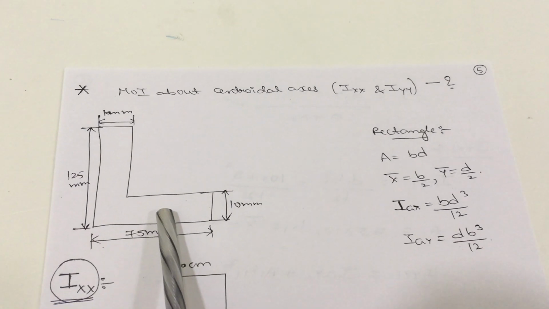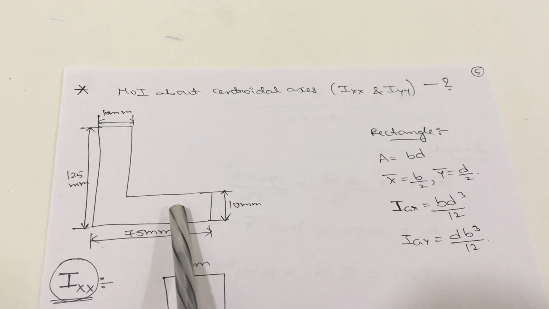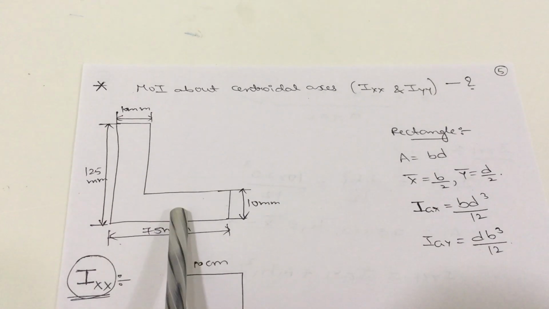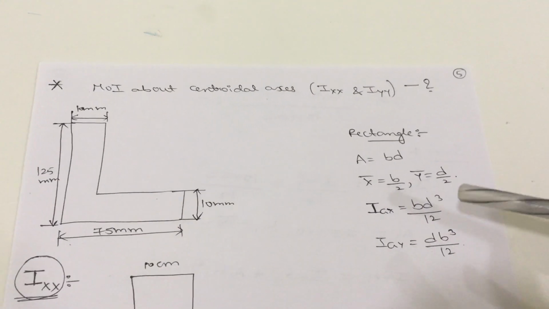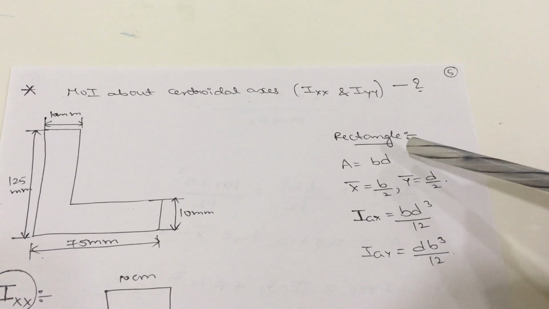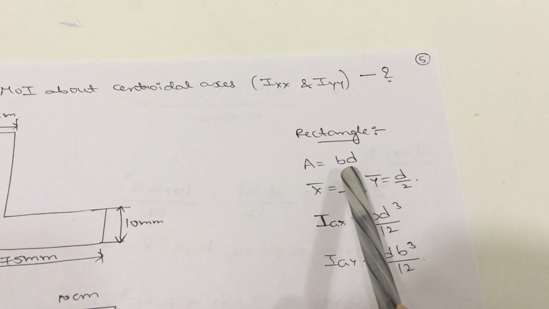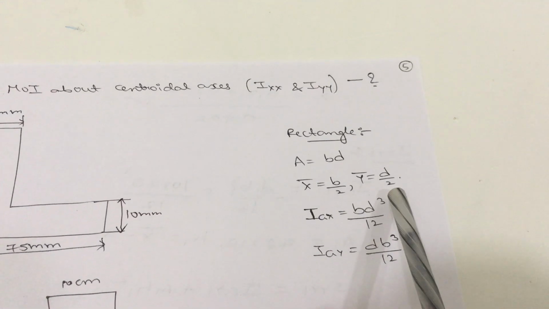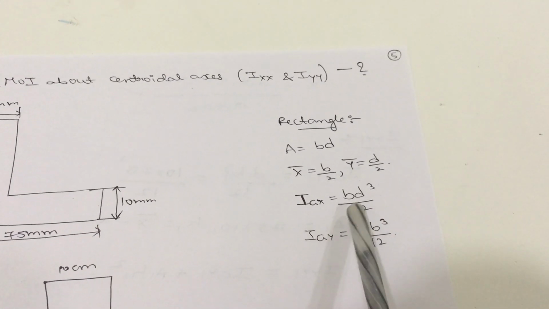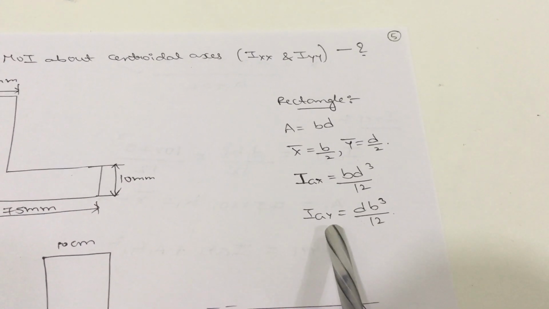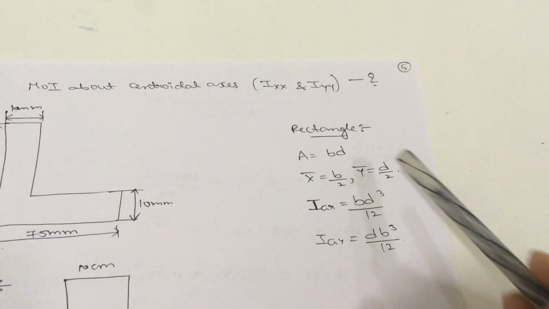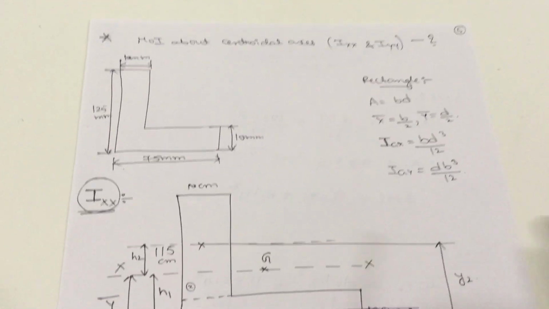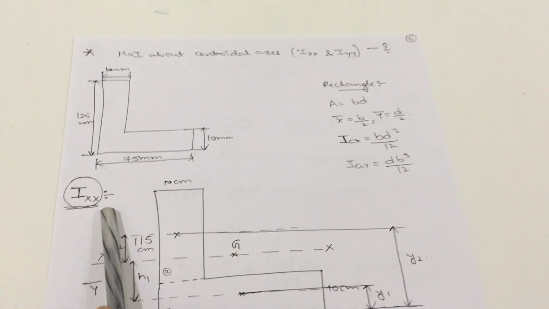and this L section will come under the plane figures, as it is a combination of two rectangular sections. We can divide this L section into two rectangular sections. So we will see all the formulas which are related to rectangle here. Area formula is BD, x bar is B by 2, y bar is D by 2, and Igx is BD cube by 12 and Igy is DB cube by 12. We can use all these formulas in the calculation part. Now first of all we will calculate Ixx value.